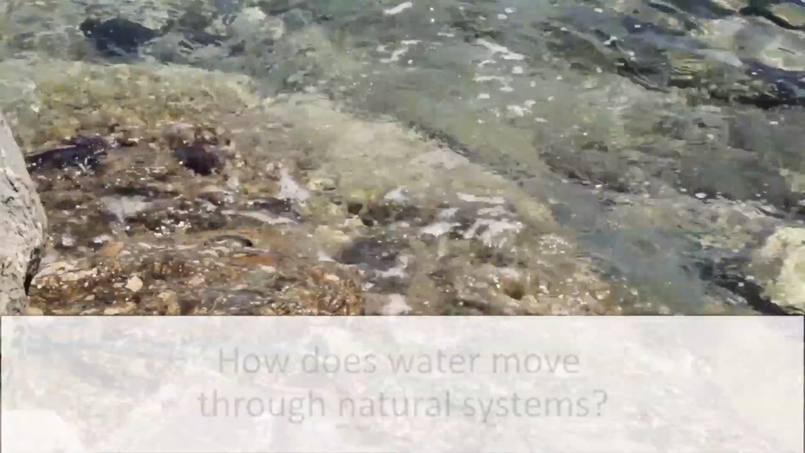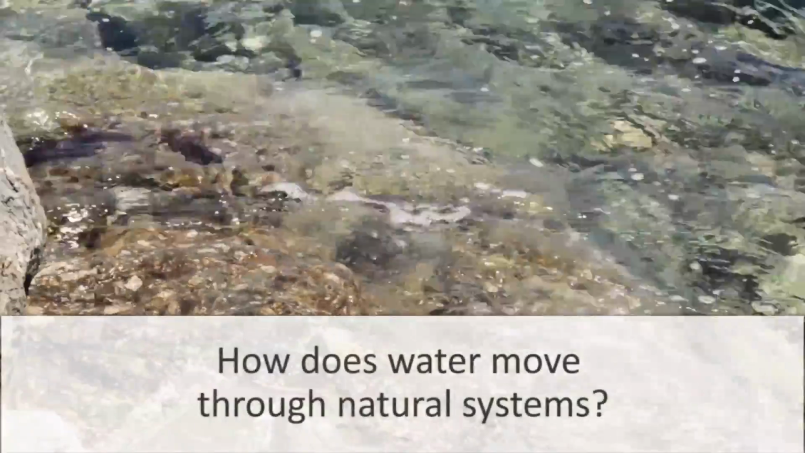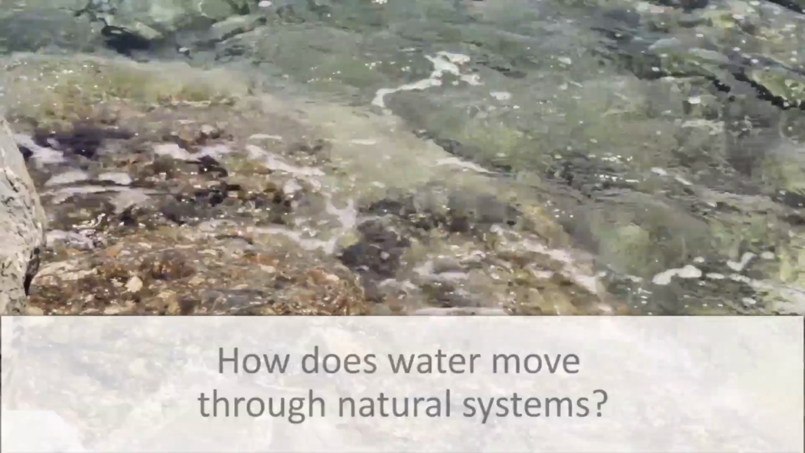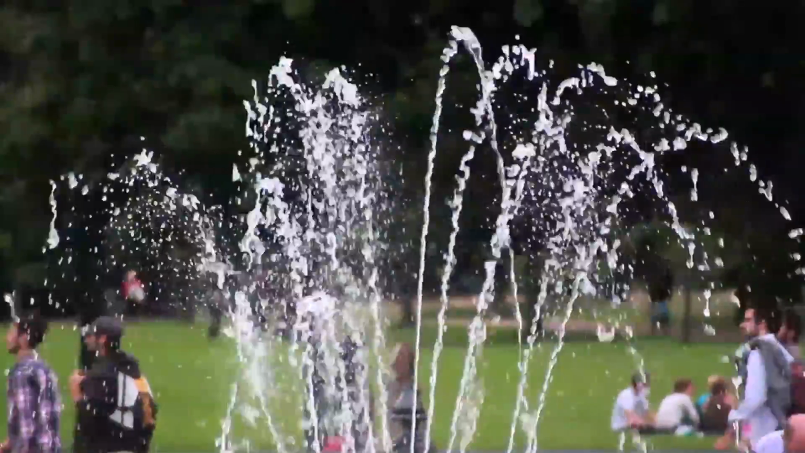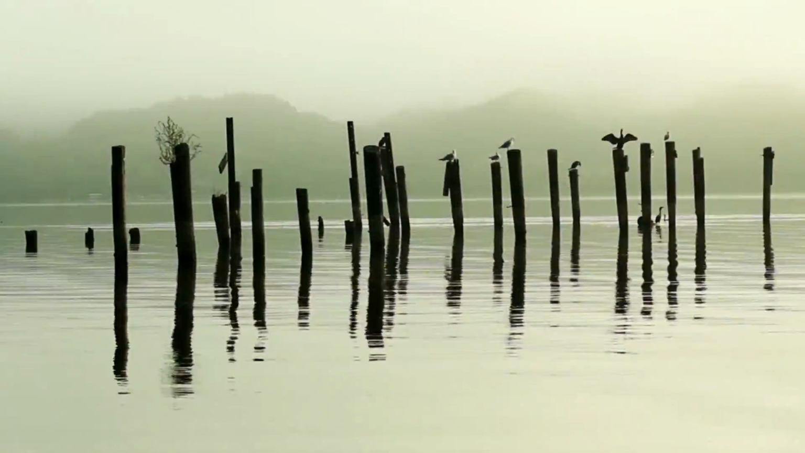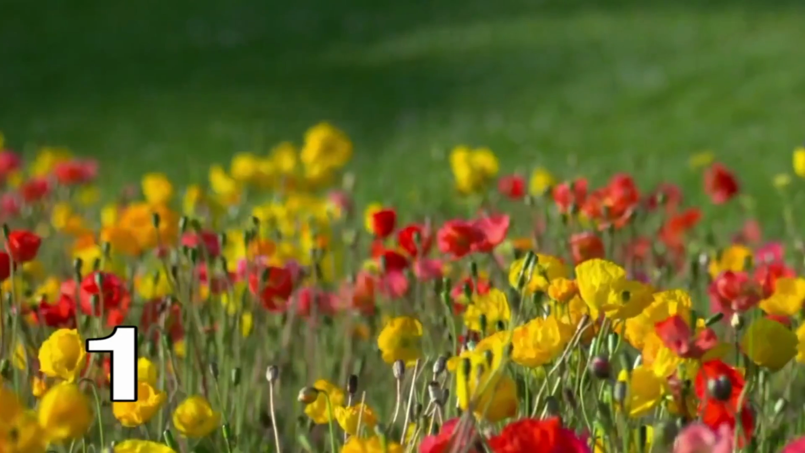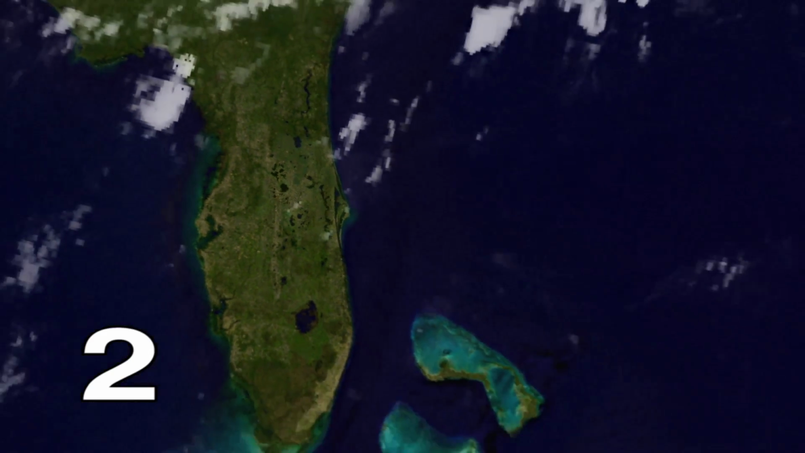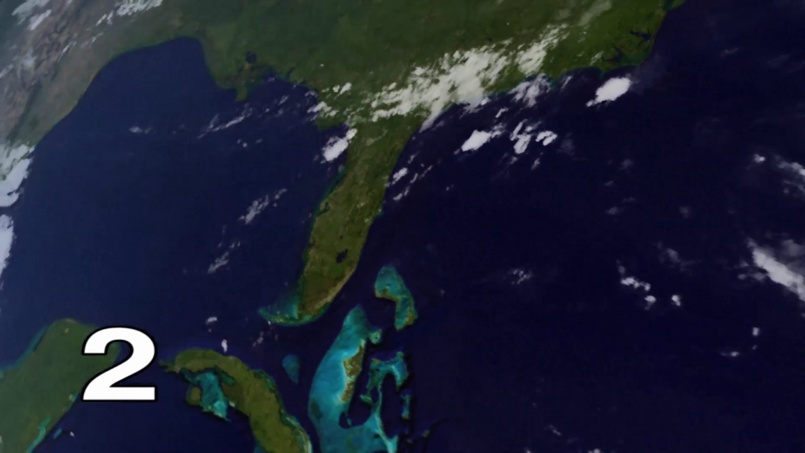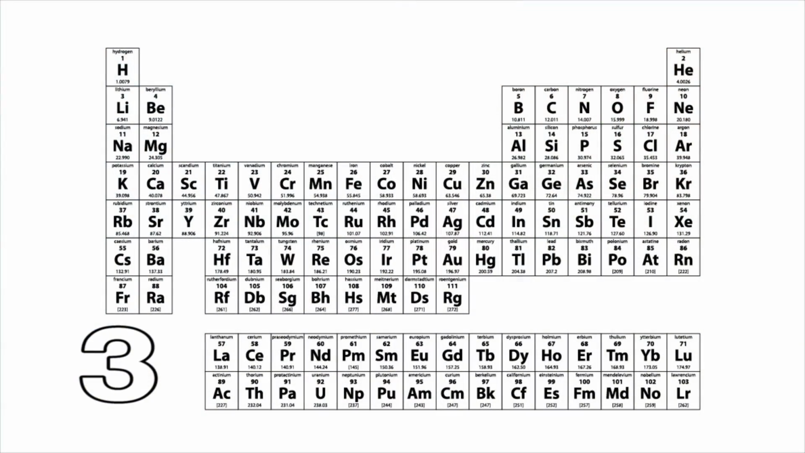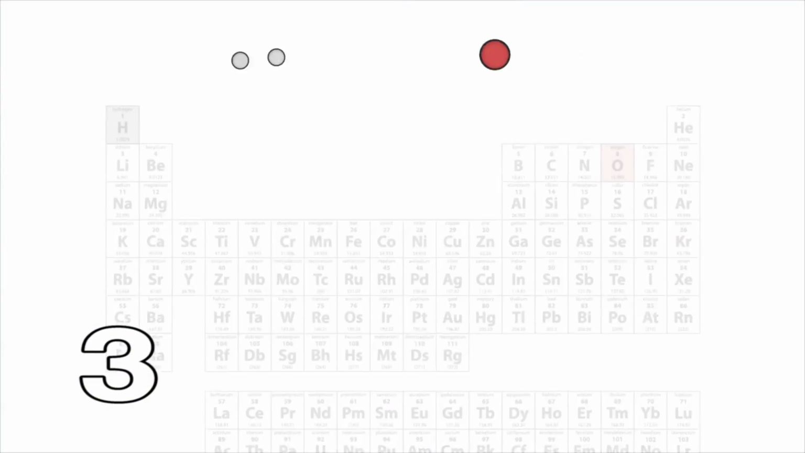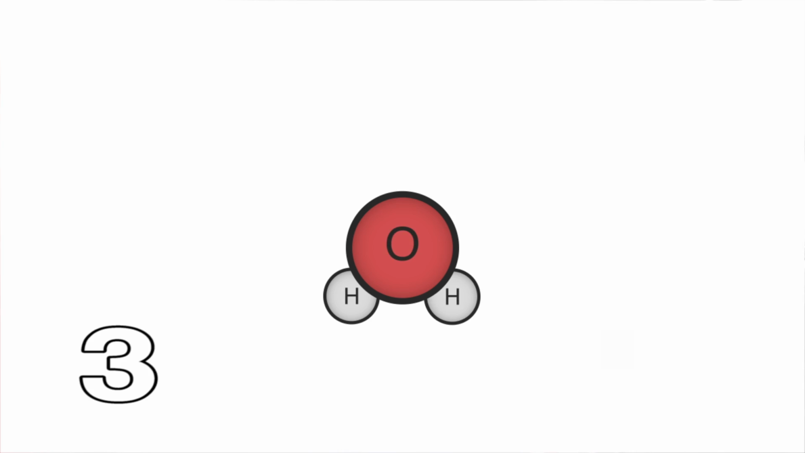In this video, we will answer the question, how does water move through natural systems? To start, let's review 5 key facts about water. Water is currently understood to be the key ingredient for all life on Earth. Water covers roughly 70% of the Earth's surface. Water is made up of 2 hydrogen atoms and 1 oxygen atom.